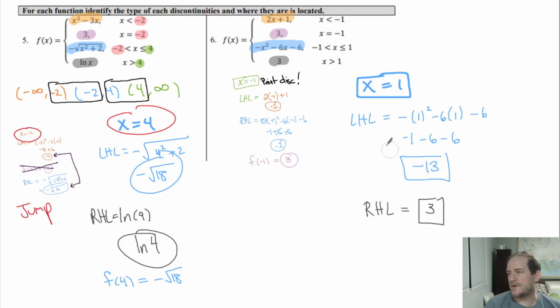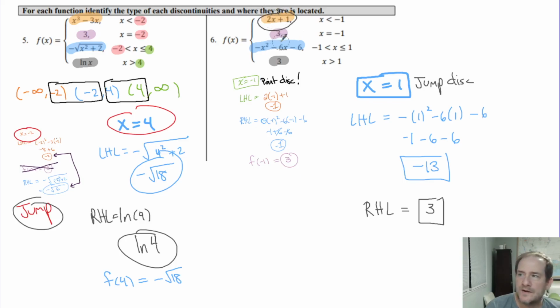All right. So I seem to remember a time when we talked about what kind of discontinuity you have when your left and right hand limits are different, because it happened over here twice. It was a jump and a jump. So this is a jump. And that's it. So can we safely say that we're continuous everywhere else? Yes, because lines are continuous.